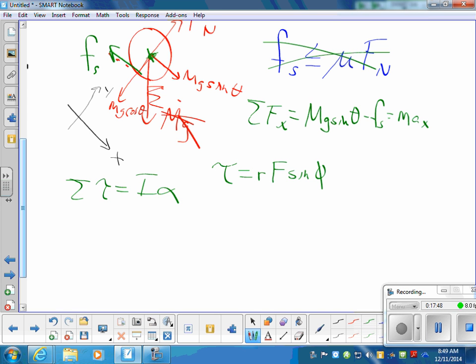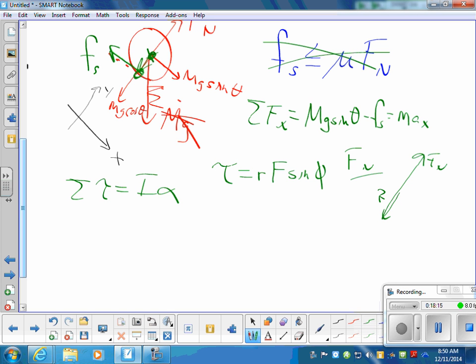Okay, does the normal force create a torque? Does it have an r? Well, you bet it has an r. The normal force acts here, and there's the center there. There's the r for the normal force, Fn, and the normal force looks like that. So it does have an r. It does have an F.